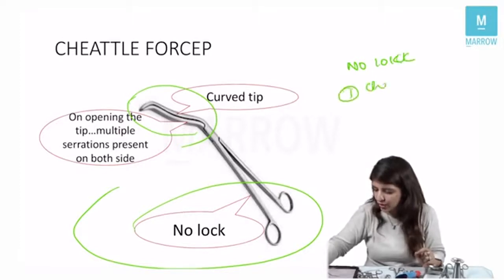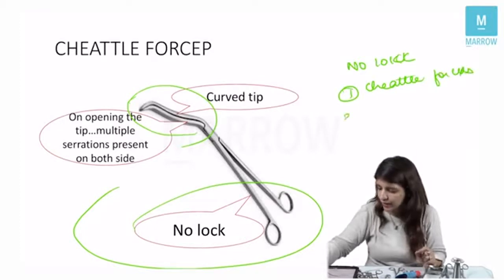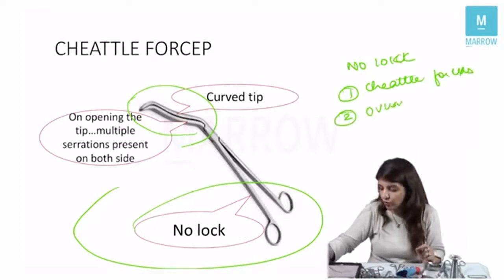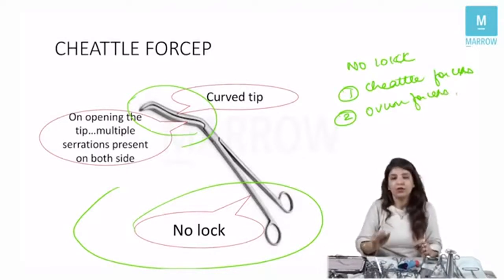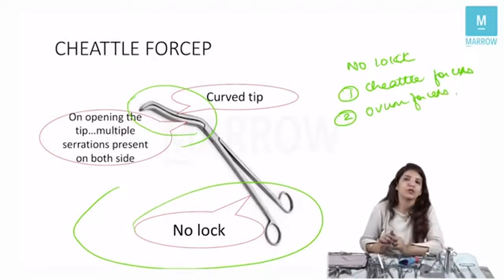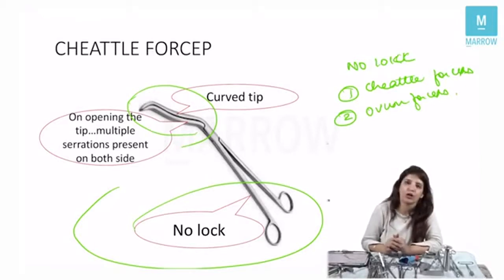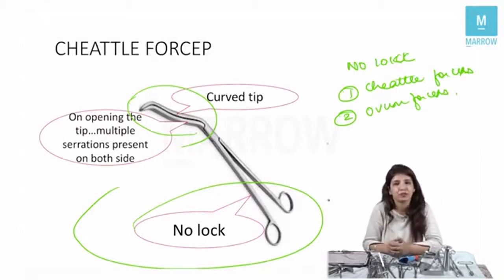One is Chittel's forceps and the other is ovum forceps. Right? Only 2 forceps which you use in OBS don't have a lock, these two, and it's very easy to differentiate Chittel's forceps from a spoon-shaped ovum forceps, right?